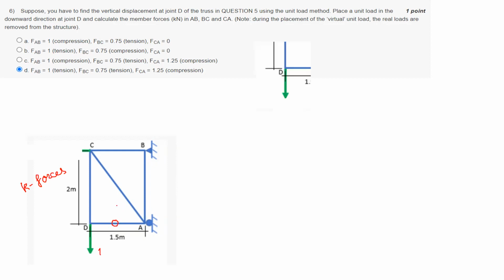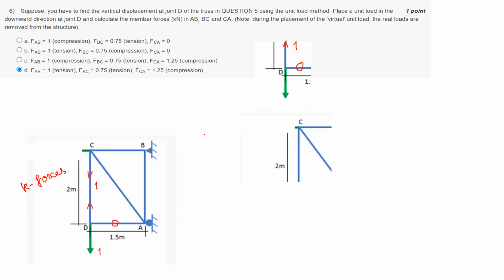So now we will go joint by joint. So this is 1, so automatically we will get this 0. No need to explain again. And then this becomes 1. So we have this will be 0 and this will be 1.